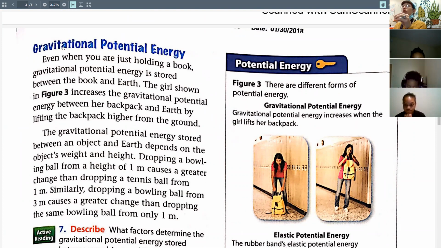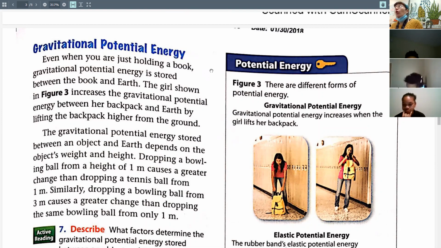So gravitational potential energy, what word do we see that might give us insight as to what it might mean? What base word, Ayana? Gravitational or gravity, right? So what is gravity, by the way? The force that pushes us down. So this is the potential for something to fall because gravity could push it, okay?